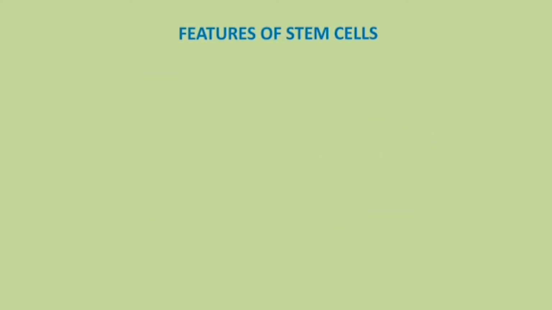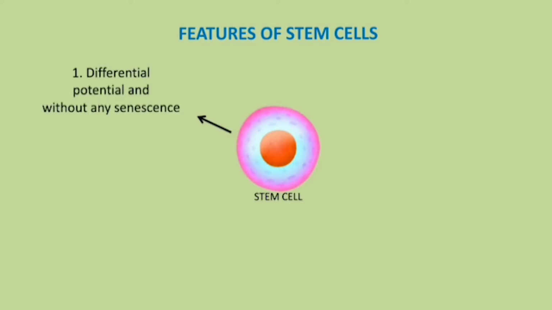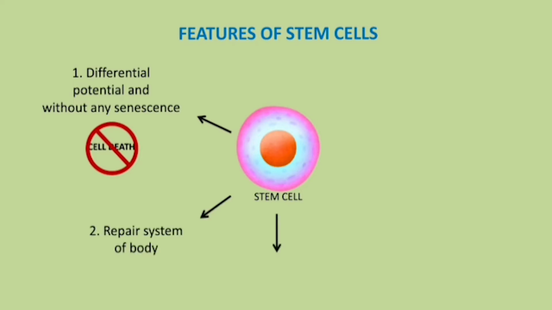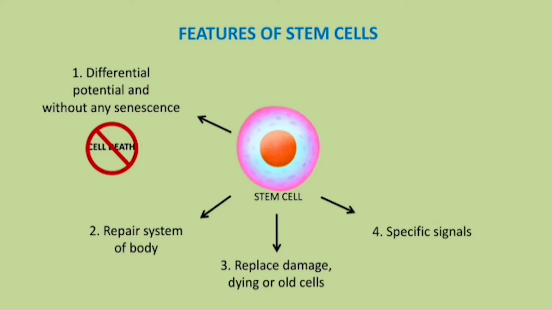Special features of stem cells. Stem cells have self-renewal capacity to proliferate without any loss of differentiation potential and without undergoing any senescence. Stem cells act as the repair system of the body and can replace the damaged, dying, and old cells. Stem cells are uncommitted cells until they receive specific signals to develop into specialized cells. Stem cells have plasticity, that is, a stem cell from one tissue can give rise to a cell type of a different tissue. Example, plasticity of hematopoietic stem cells to form heart muscles.